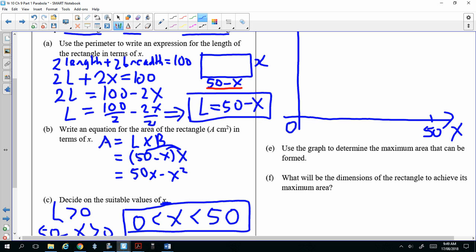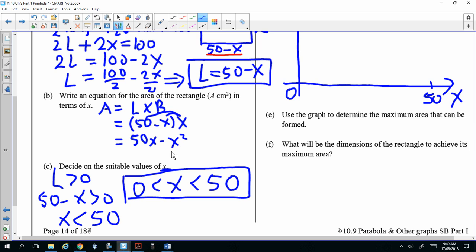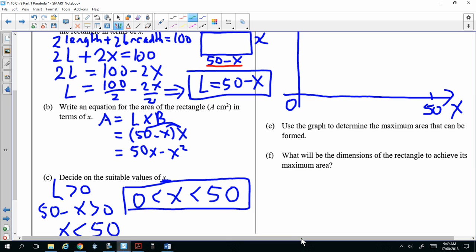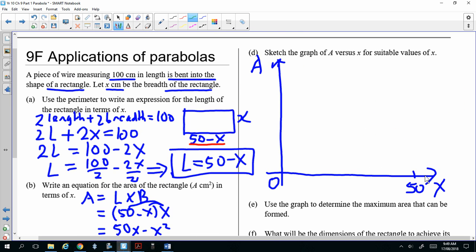Okay. So what you need to do to draw the graph is find the x and y intercepts. So how do you find the y-intercept? You substitute x equal to 0. So where x is 0, area is 0. Okay? And then you find the x-intercept. That's when the area is 0.